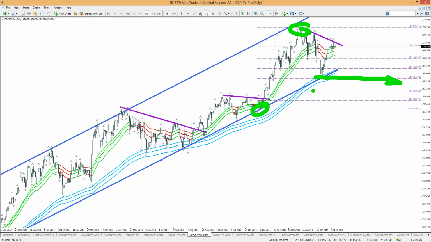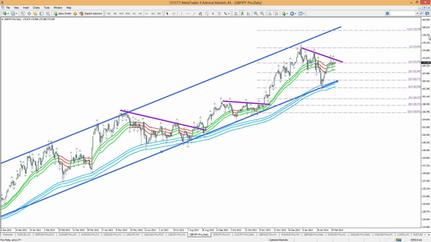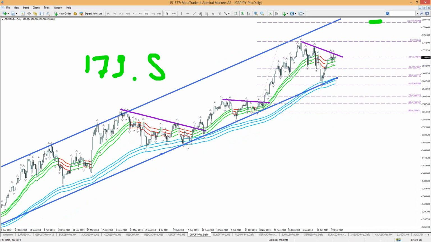That happened right at the bottom of the uptrend channel and right at the long-term moving averages. So what would be the target if we break above purple? The target, the minus 272 target at 179.80, which is of course right below the psychological 180 level.